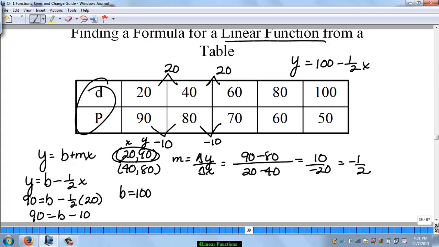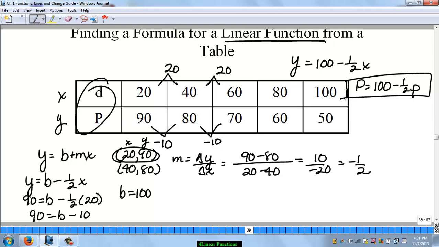Now they told us to use d's and p's. This is x and y. So my formula really will be p, the percentage, is going to equal 100 minus 1/2 d. So there's my formula. Okay? Oh, excuse me, d. I put p there. It's half d. Sorry about that. Okay?